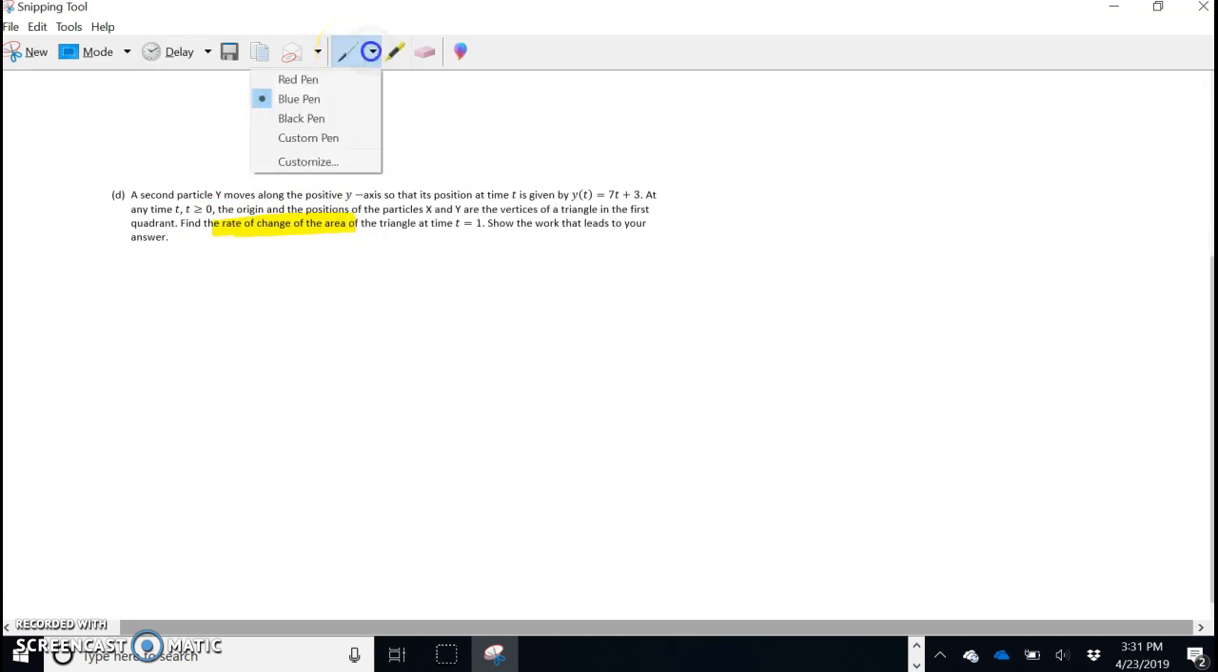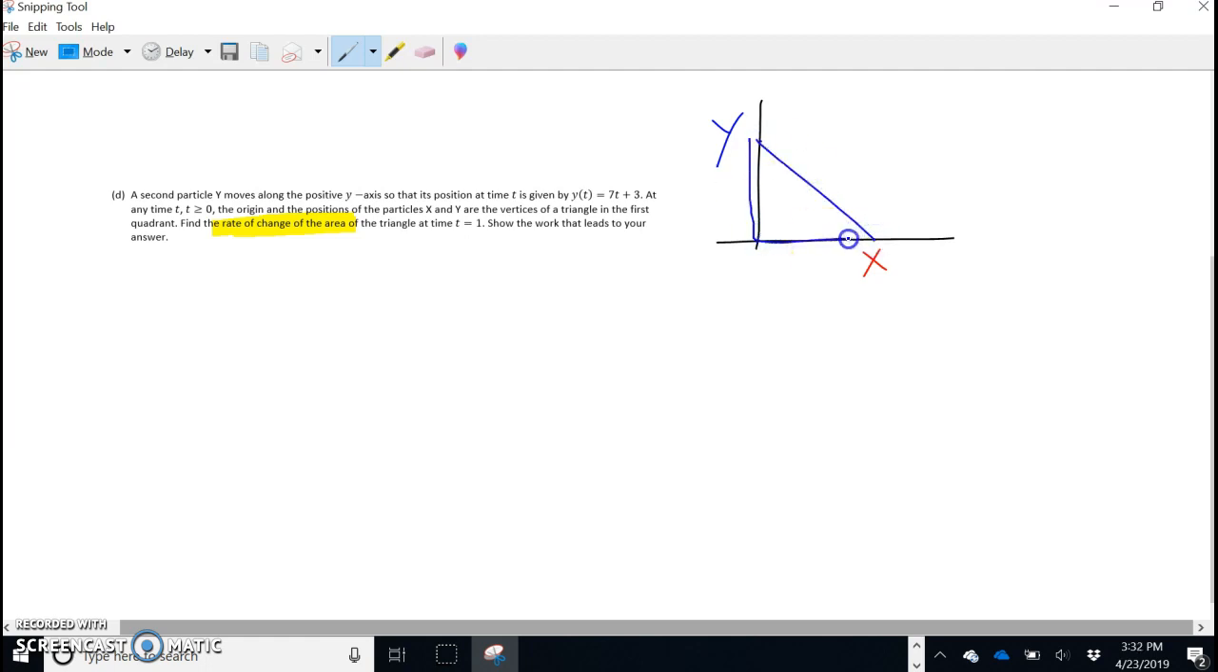So maybe it will help if we visualize what they're communicating to us here. Here's the first quadrant. What I saw earlier was that I have this particle called x that's moving along the x-axis. So maybe at a given time, he's right here, x, at that red dot. And now in this question, they're introducing another particle who moves along the y-axis up here, represented by the blue dot.